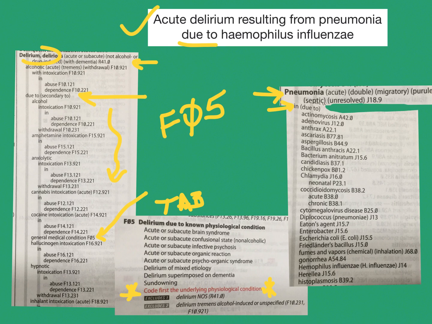and as we scroll down here we find Haemophilus influenza, which leads us to code J14. So if you go back and check the tabular, you will find that J14 is our correct code. So the final two codes are J14 would be sequenced first because it says to code first that underlying condition, and then we'll pull in the F05 code as the second code for the delirium.